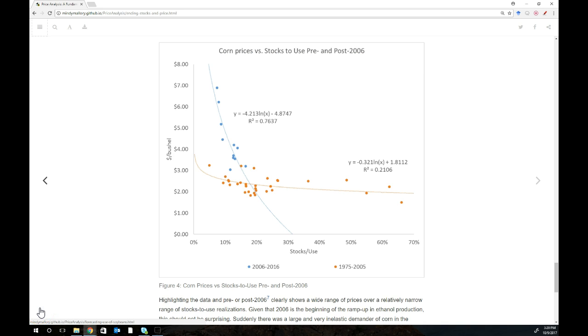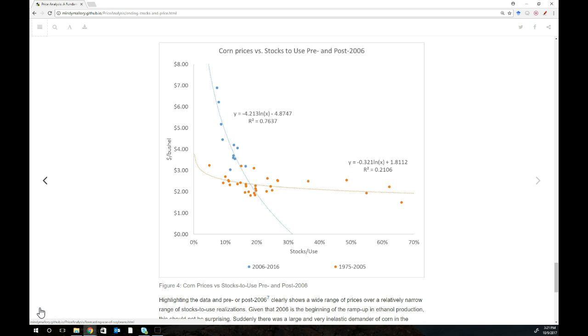So in Figure 4 we've done that. We have plotted the dots in orange that represent 1975 to 2005, and then in blue you see the dots from 2006 to 2016. One thing you notice straight away is that the 2006 to 2016 data represents much smaller stocks to use ranges and much more volatile prices, compared to a much flatter relationship that we see prior to 2006.